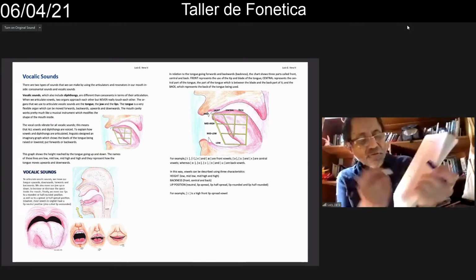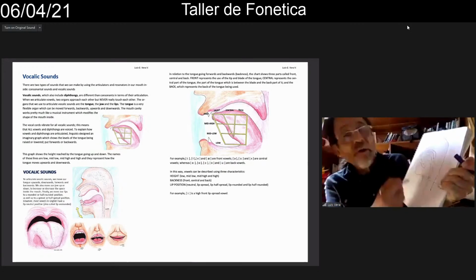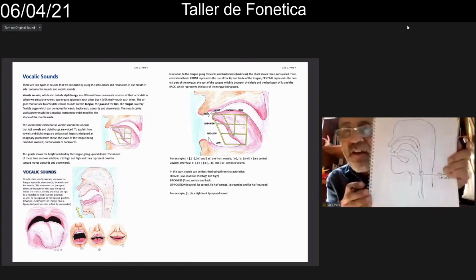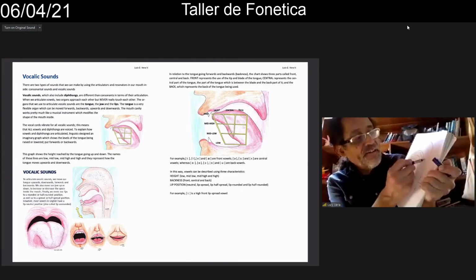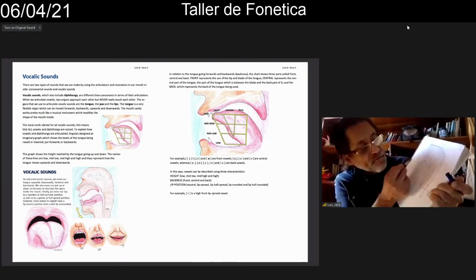And then this continues, right? The esophagus and stuff like that. But this is what we need to speak. This is the physiology that we need to speak. And of course, the brain here that commands everything. But let's pay attention to this part.